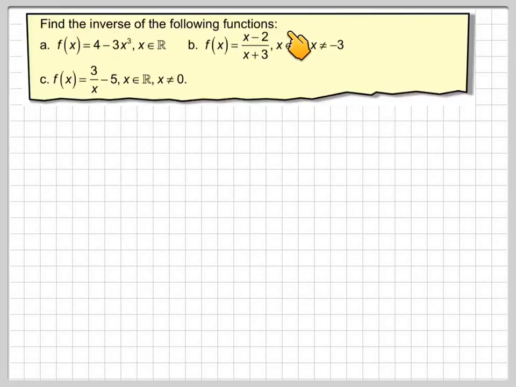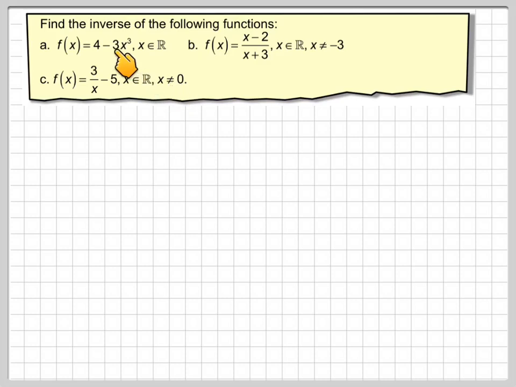Find the inverse of the following functions. We've got f of x is equal to 4 minus 3x cubed, x belonging to R, and f of x is x minus 2 over x plus 3, x belongs to R. But notice x cannot be equal to 3 in that function. And f of x is 3 over x minus 5, x belonging to R, where x is not equal to 0.